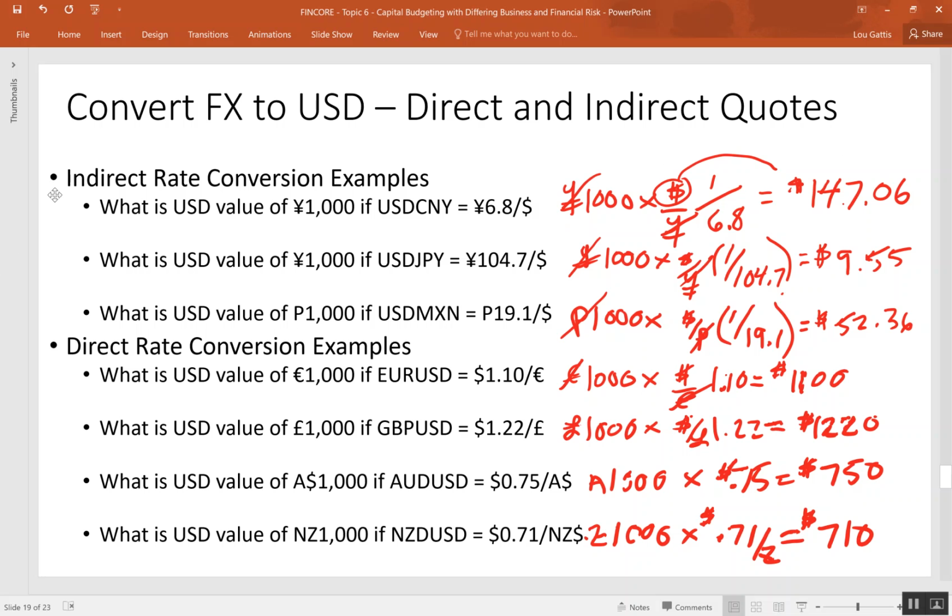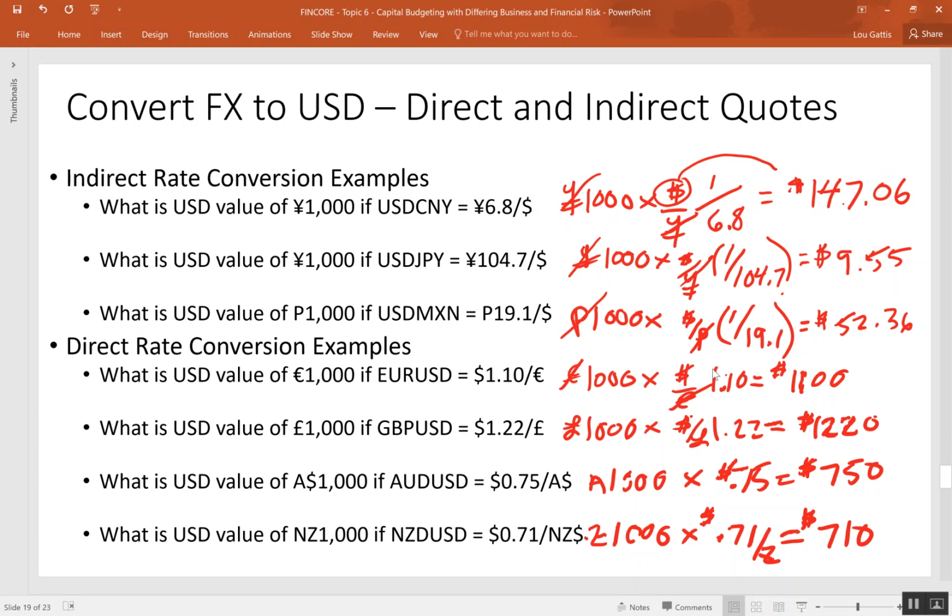Now, there's always two different types of exchange rates. There's direct exchange rates. Those are exchange rates in which the quoted exchange rate is in dollars. Now, in the U.S., there are only 4 exchange rates that are generally quoted in U.S. dollars, or we call them direct: the euro, the pound, the Australian dollar, and the New Zealand dollar. So these are approximately the values of those exchange rates: $1.10 for a euro, $1.22 for a pound, 75 cents for an Aussie dollar, and 71 cents for a New Zealand dollar.